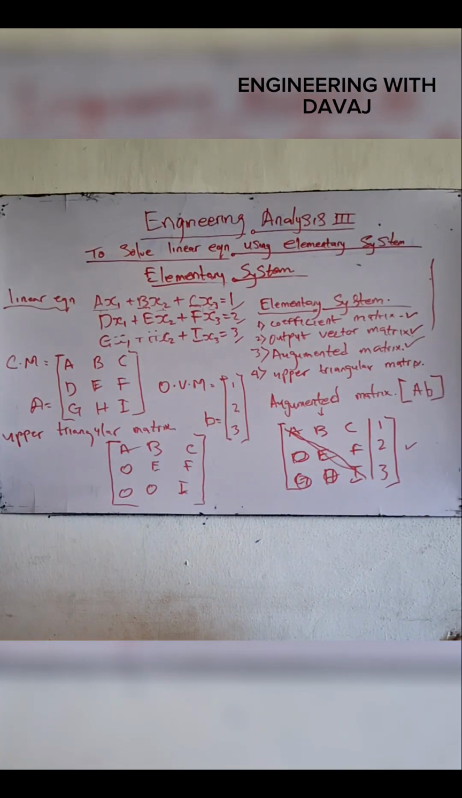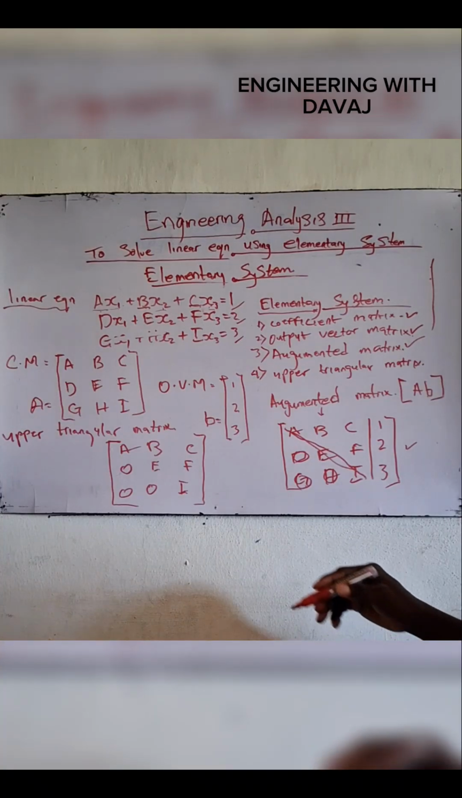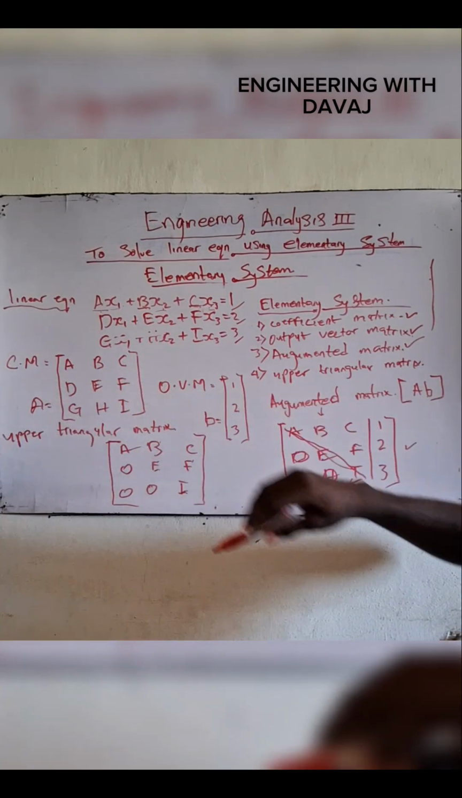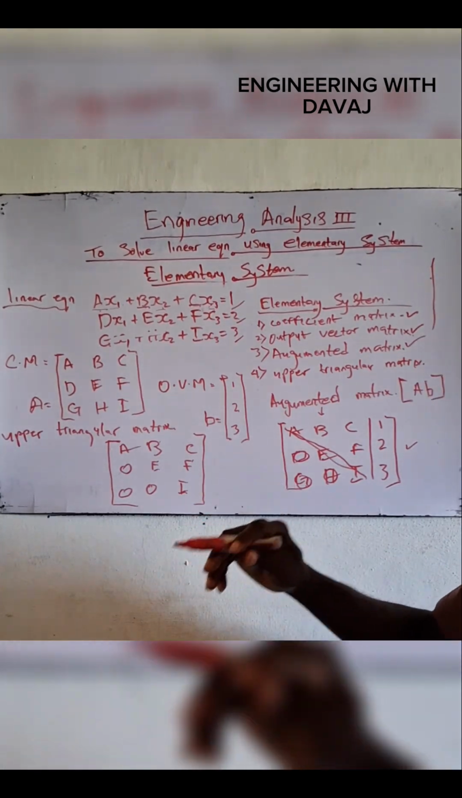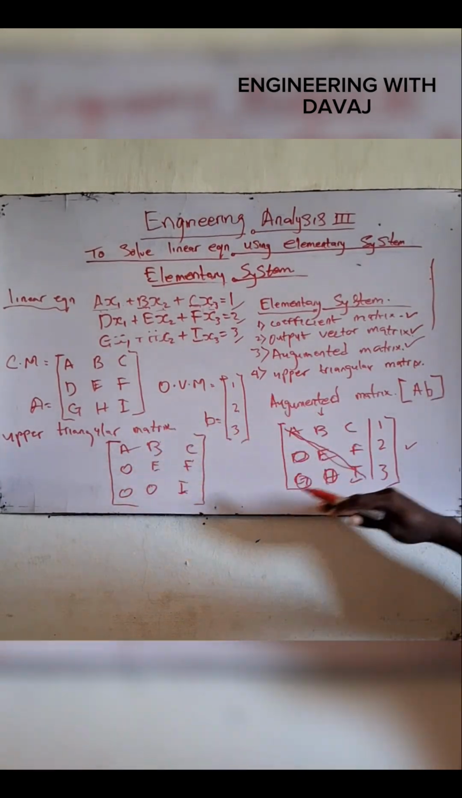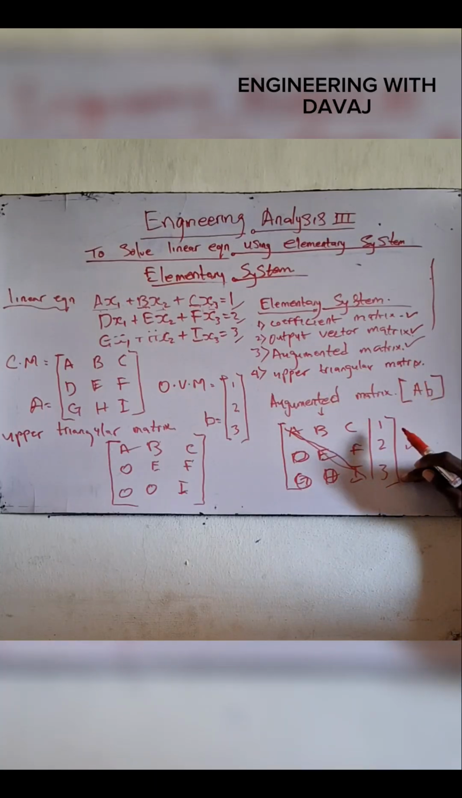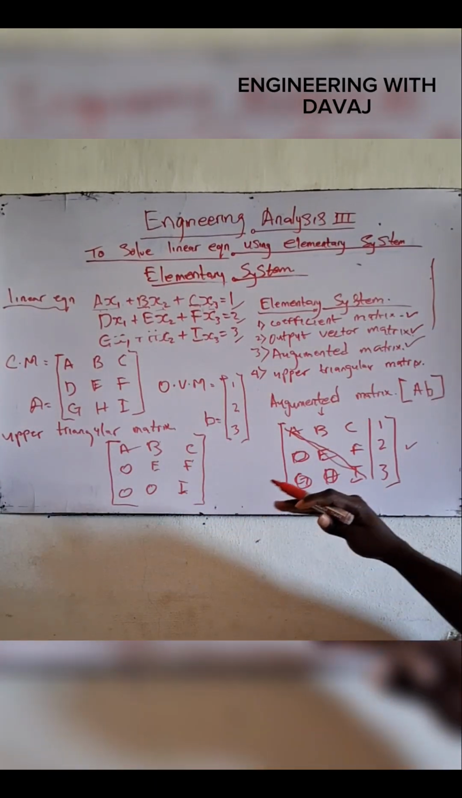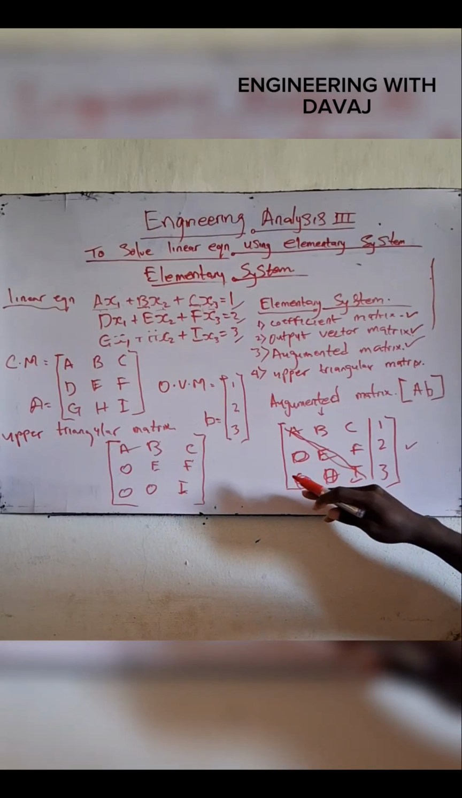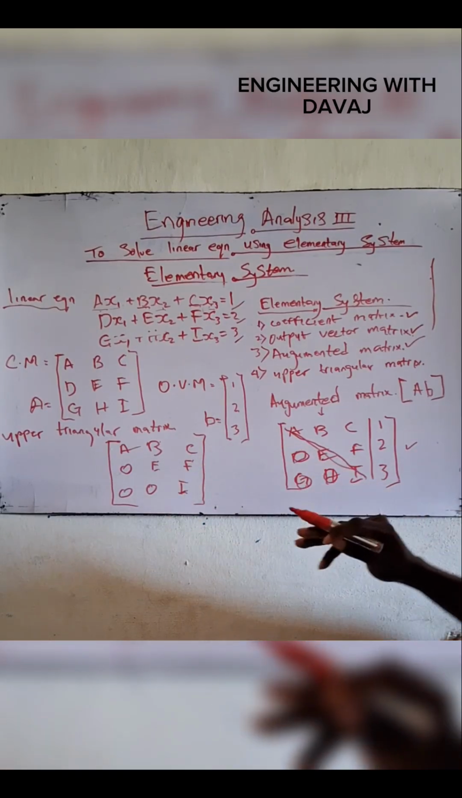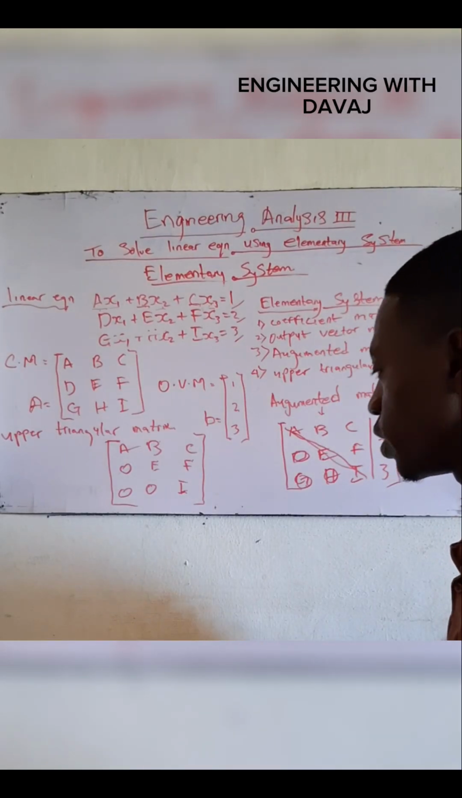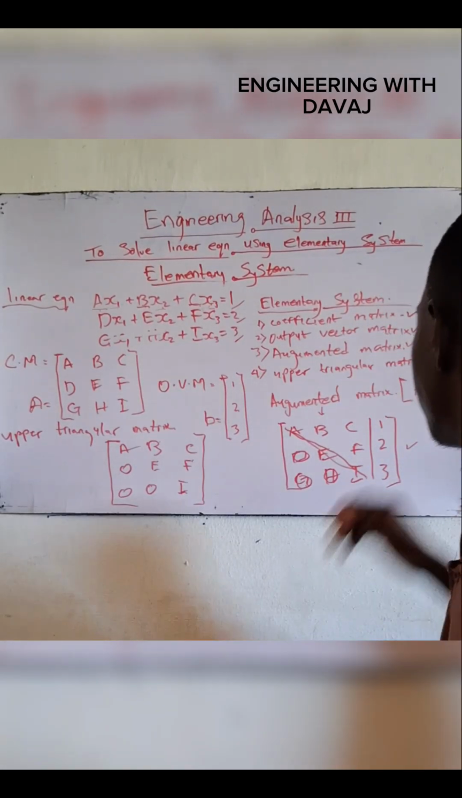We can also have a lower triangular matrix. What is the lower triangular matrix? The lower triangular matrix is turning the B, C, and F to 0, 0, 0. To do this, we perform some operation on the augmented matrix. We cannot just turn it to 0, 0, 0. We have to perform some operation on the matrix to obtain 0 here and 0 here. So let us look at an example that we are going to be solving.